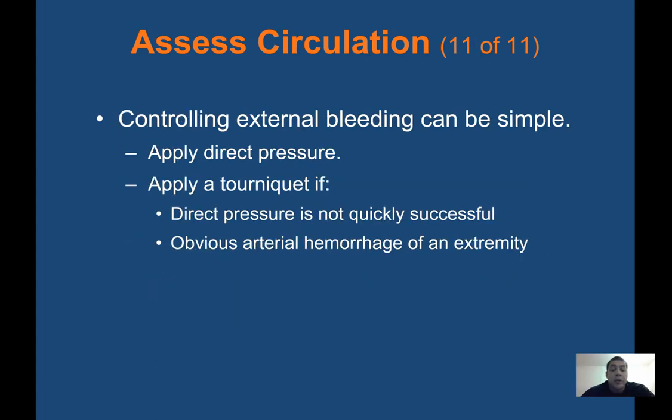Controlling external bleeding can be simple. Apply direct pressure. Apply a tourniquet if direct pressure is not quickly successful, or for obvious arterial hemorrhage of an extremity. So if you're putting pressure and holding that extremity down or wherever it's bleeding and it's not working, apply a tourniquet as fast as you can.